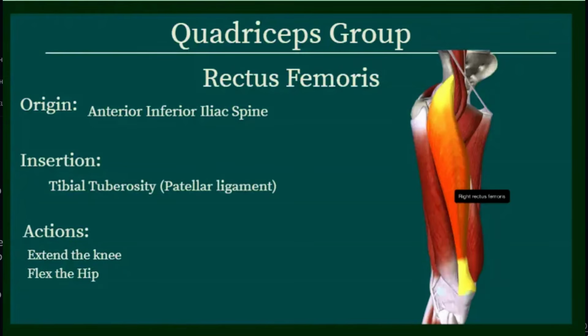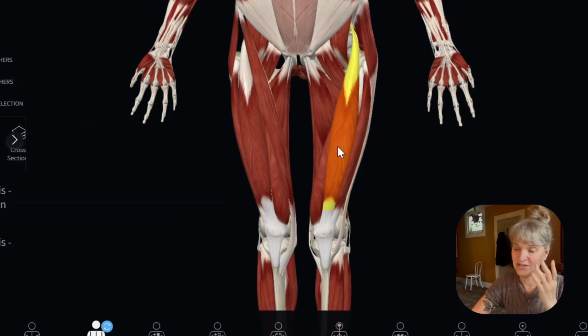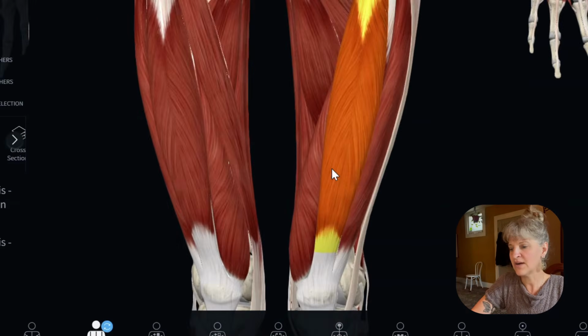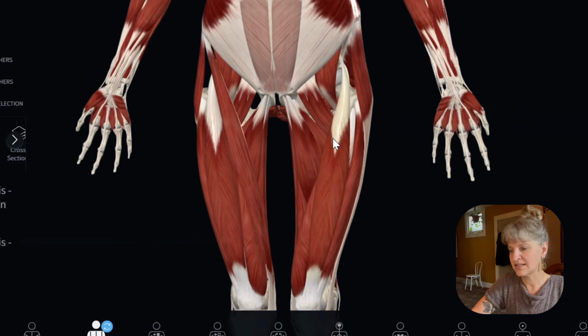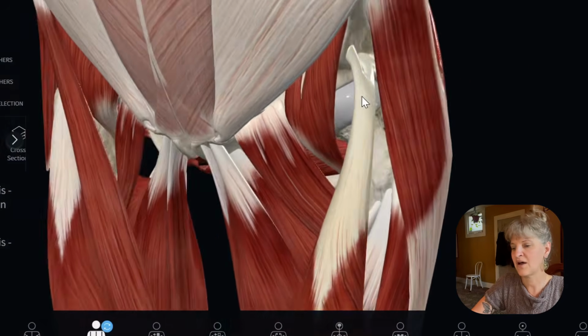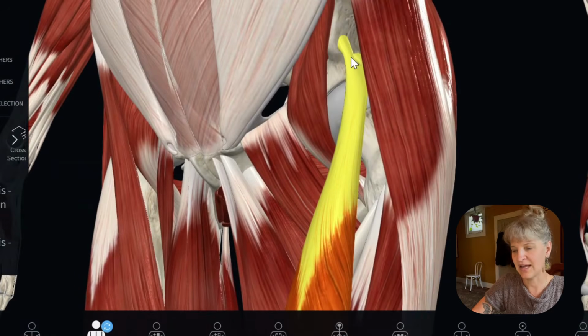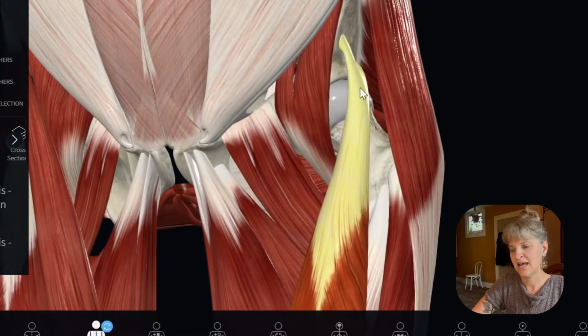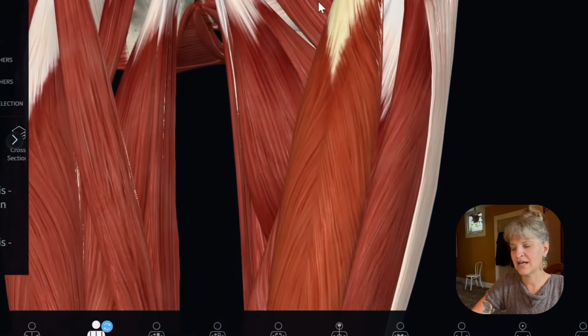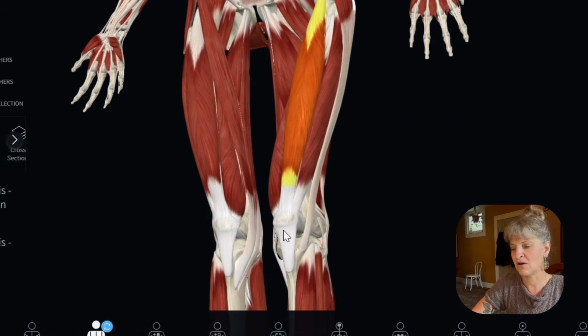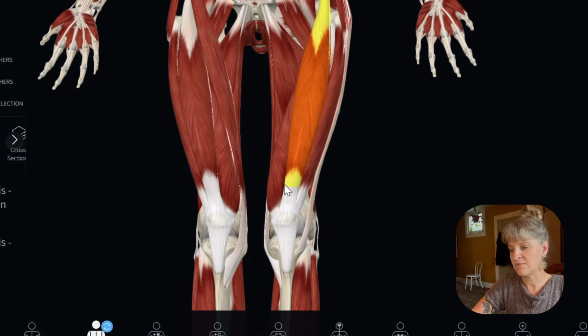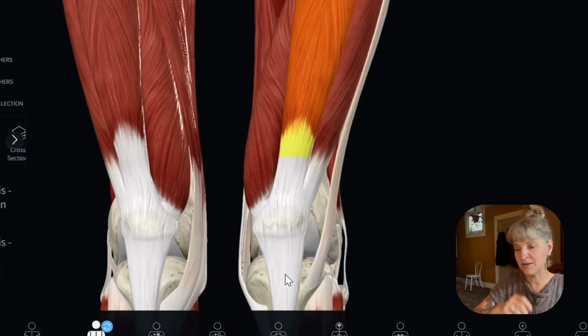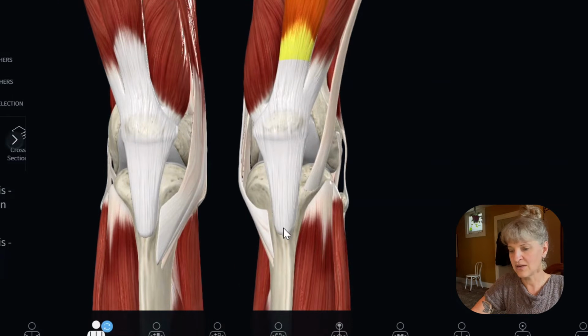So the rectus femoris being the first one. There's four. Quad is four heads. The rectus femoris has its origin up on the hip on the anterior inferior iliac spine. That's the lower bump. And then it comes all the way down and attaches to this big fat ligament that all of the other quad muscles attach in. That's the patellar ligament, and it attaches to the tibial tuberosity all the way down here.